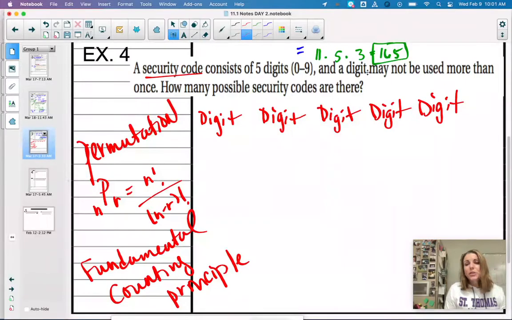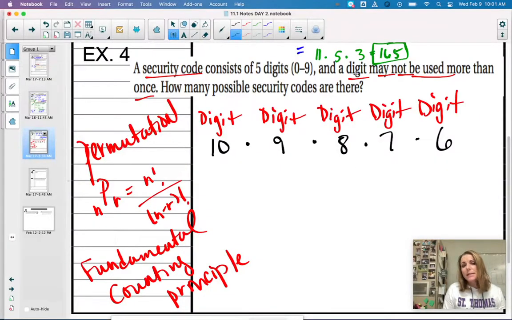All right. So another key thing is it says a digit may not be used more than once. So there are 10 digits to choose from. I picked my digit. Now I have only 9 left. Again, I have 8, 7, 6. If it did not say that, if it said a digit can be used more than once, or it didn't specify this part at all, then it would have been 10 times 10 times 10 times 10 times 10. But when order matters and it says it may not be used more than once, that's why that happens.